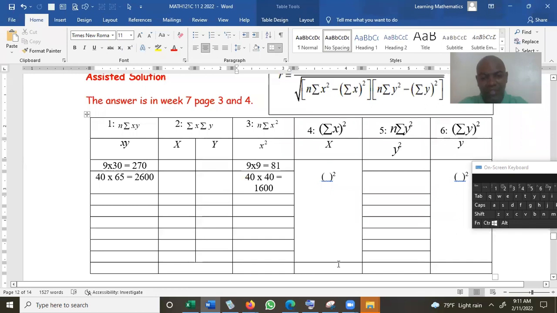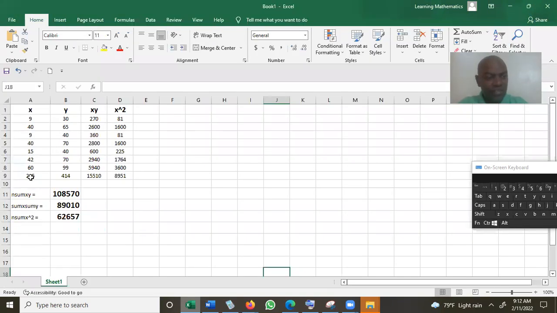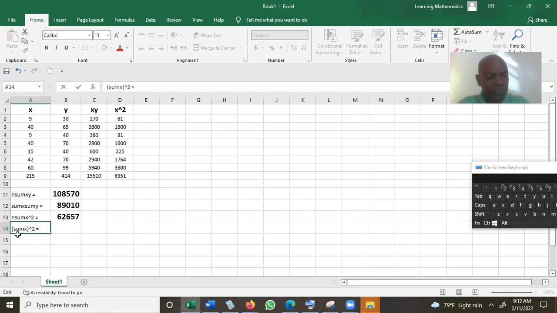Okay, so I repeat, for this number 4, the sum of x, which of course you have done in step 2, so you must have a sum of x here. So for step number 4, just square that number, and this will be your fourth number in that long formula. Doing it via Excel, we already have the sum of x. Here it is, 215 in this example. So I will type here the sum of x in a bracket, the sum of x, all squared, equal. So here we are squaring the sum of x.